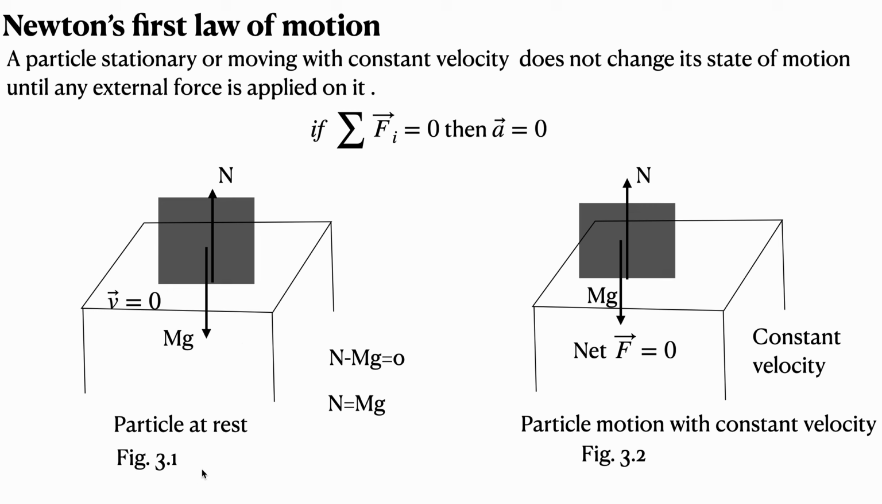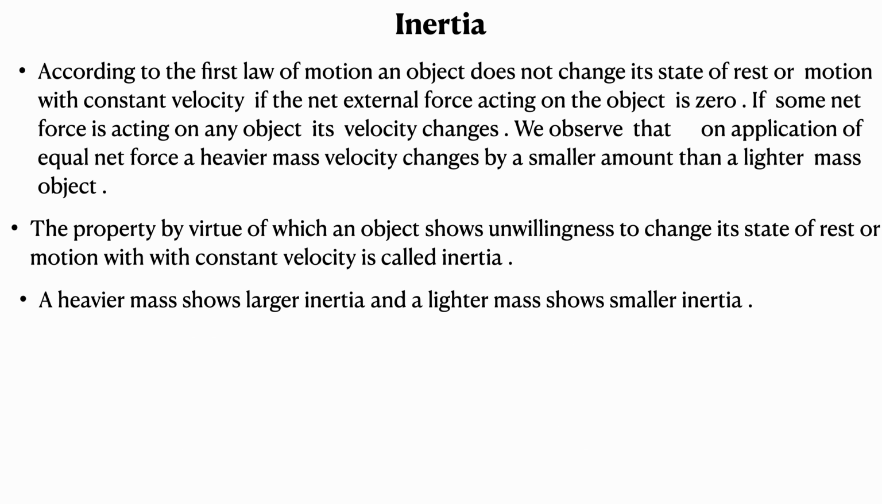In figure 3.1, a particle is initially at rest and the vector sum of all forces acting on the particle is 0. So the particle will remain at rest. In figure 3.2, the particle is moving with constant velocity and the vector sum of all forces acting on the particle is 0. So the particle will continue moving with constant velocity.